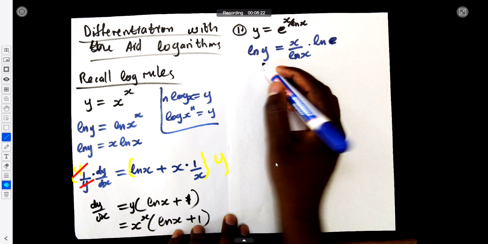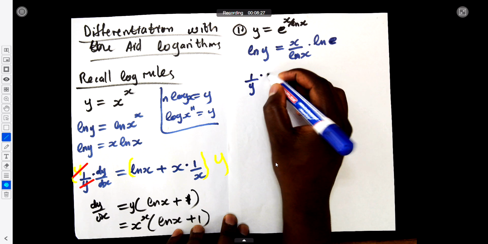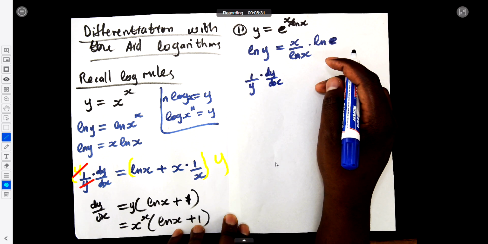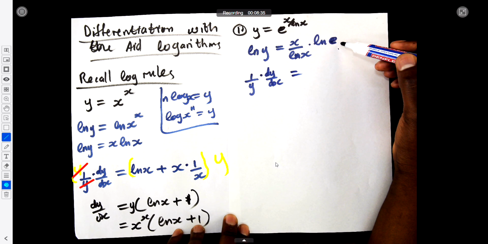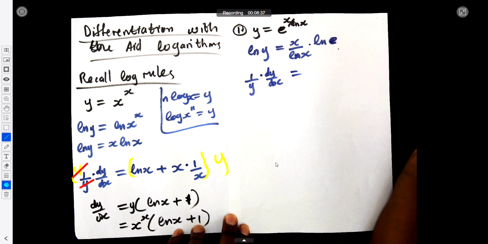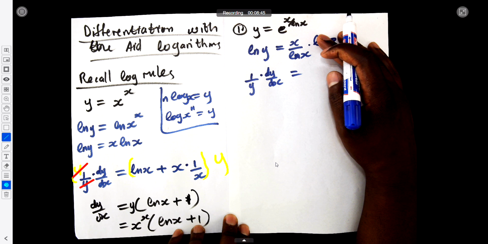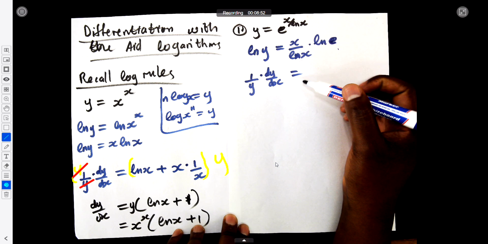So derivative of ln y in terms of x is 1 over y. Derivative of y, if we're changing y in terms of x, we have dy over dx. It is equal to, so please note that ln e is equal to 1. So we are looking into a function now, x divided by ln x. So we are having a quotient of functions here. So we're interested in x.